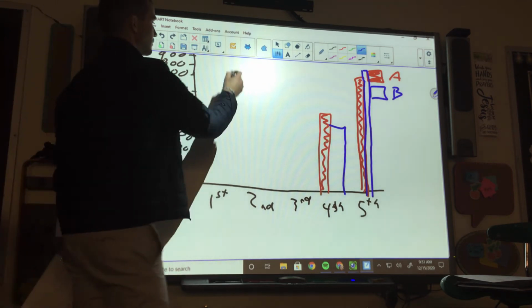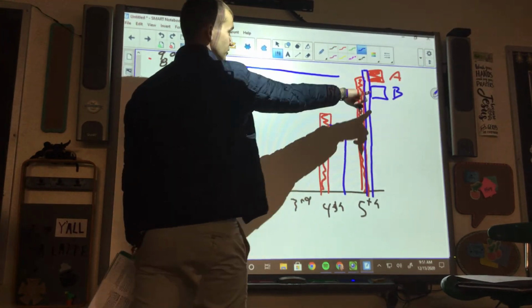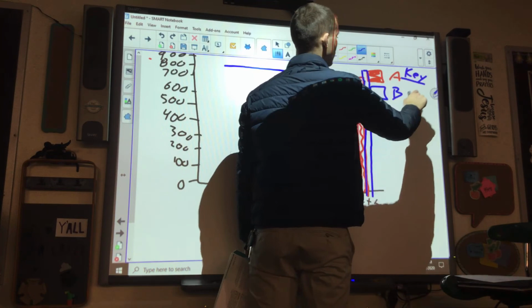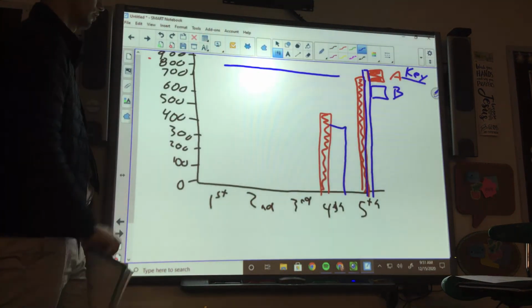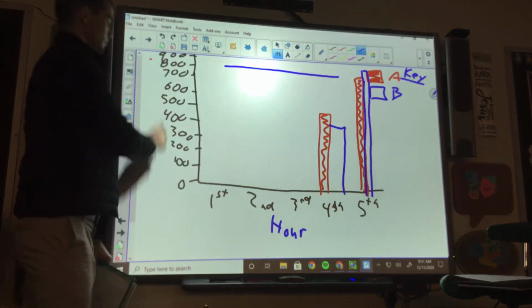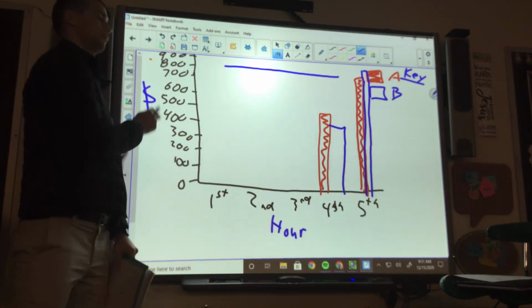That is not where the key is supposed to be. Key is upper right hand corner. Okay, the hour is supposed to be at the bottom. Yep, so these are the hours. And then the other thing is the money. Numbers. I'm just gonna put dollars there.